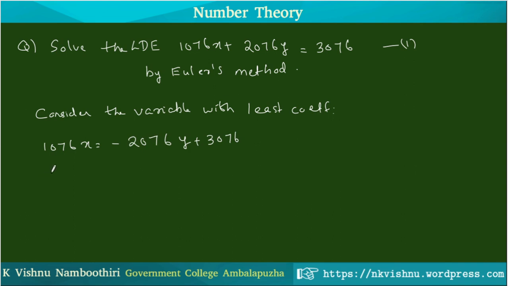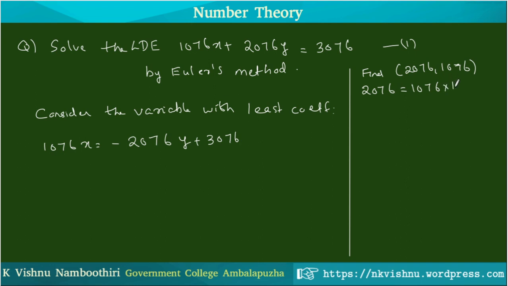Now we are going to use the division theorem in the following way. And before that, we should actually check whether this linear Diophantine equation 1076x plus 2076y equal to 3076 has a solution or not. That we need to actually check even before starting. That's very important. We haven't checked that. So what is the GCD of 1076 and 2076? 2076 is equal to 1076 into 1 plus what is remaining, 1000.